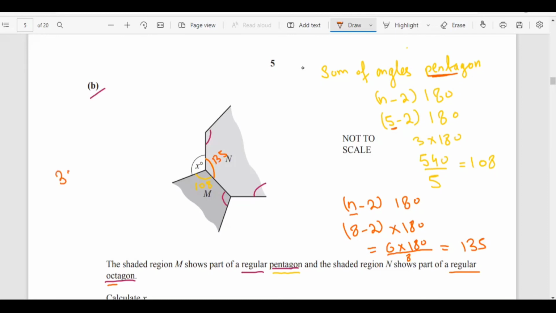Now how to find x? 360 is the sum of angles in case of a circle. So x plus 108 plus 135 is 360. We'll make x the subject and that would give you 117.